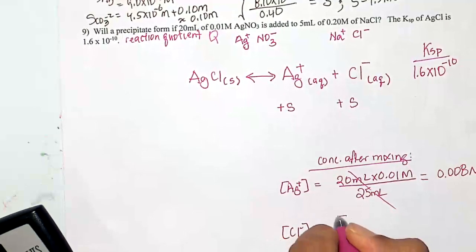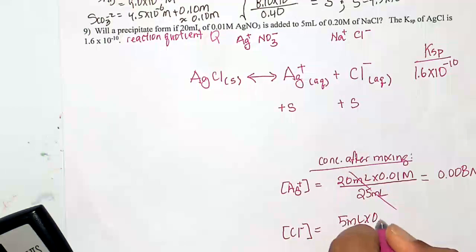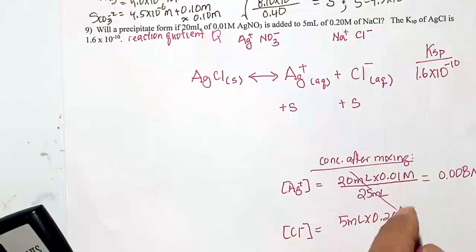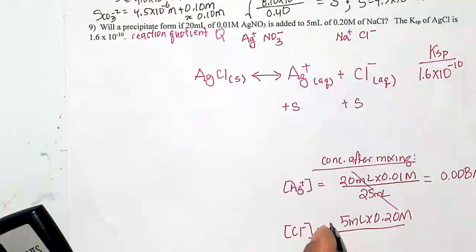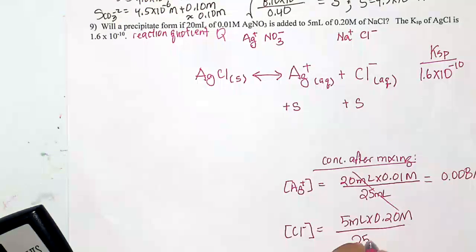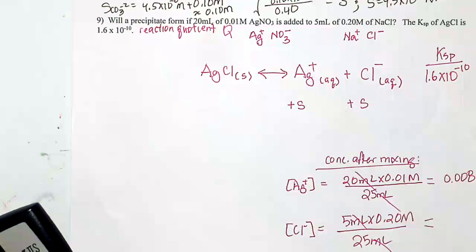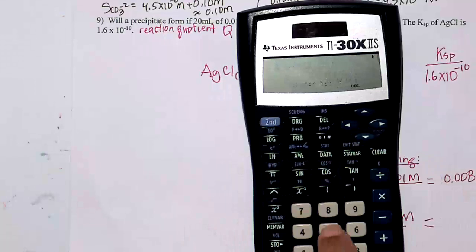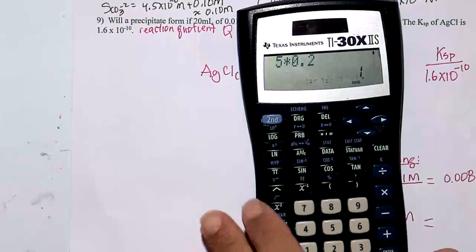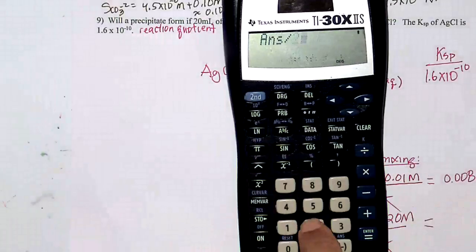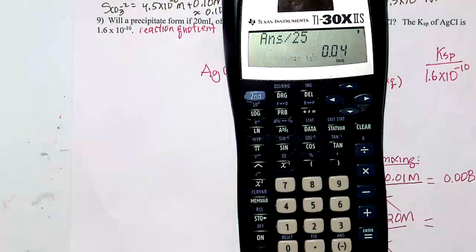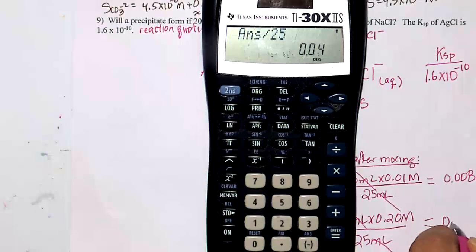And then we have Cl minus, which is going to be 5 ml times 0.20 molar. Okay, so this is pretty concentrated here. And 25 ml is the total volume. Okay, so what's 5 times 0.2? Is that 1? Good. 1 divided by 25. What is that? 0.004 or something? Oh, 0.04.